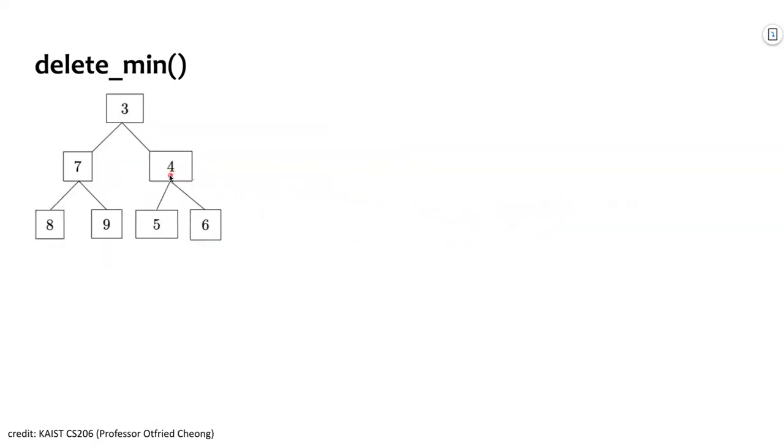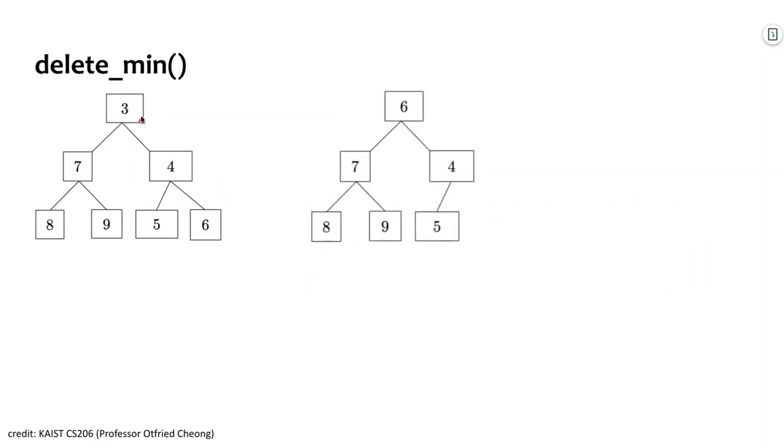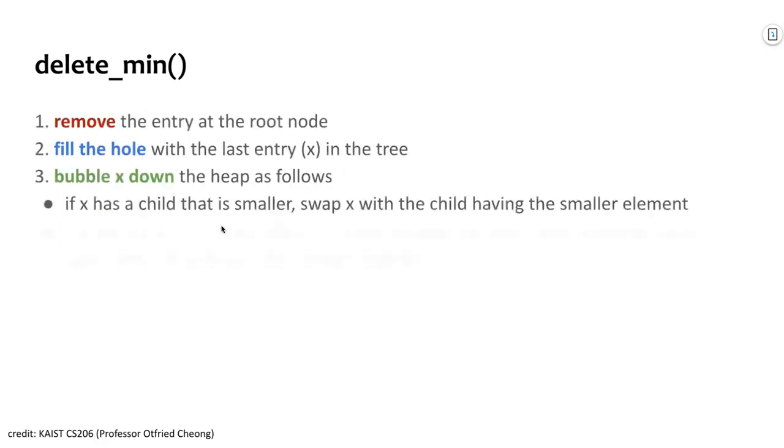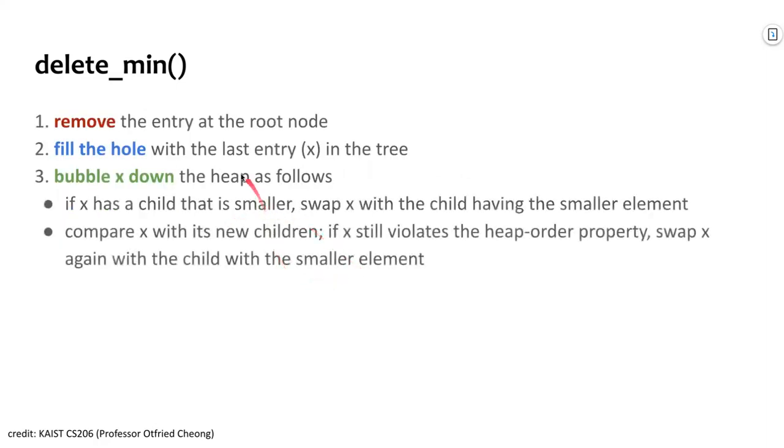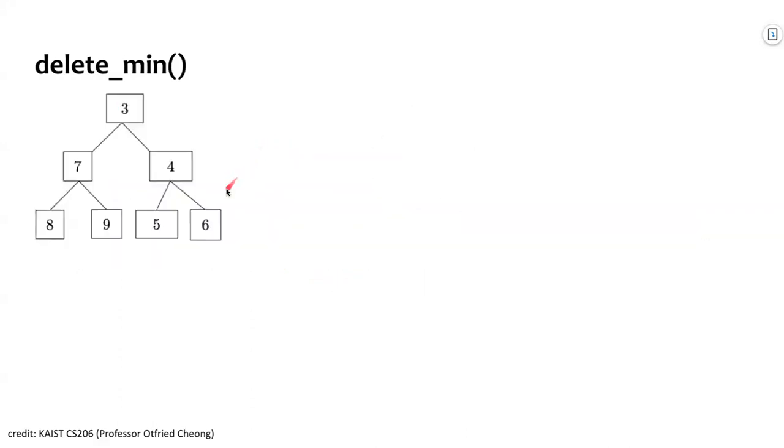So in this case, if you want to delete min, then the min value is at the root position. So we're going to just delete this value and it's going to create a hole. And we're going to replace this hole with the last entry. The last entry is at the last level and the rightmost value. So let me say it again. The last entry of the complete tree is at the rightmost node at the last level.